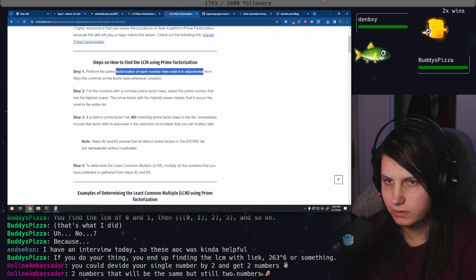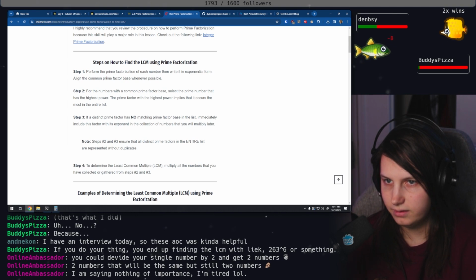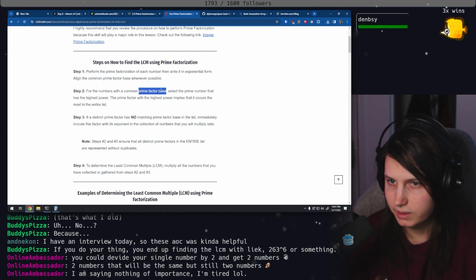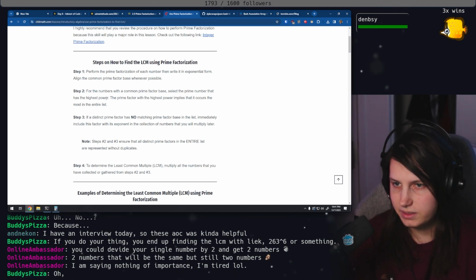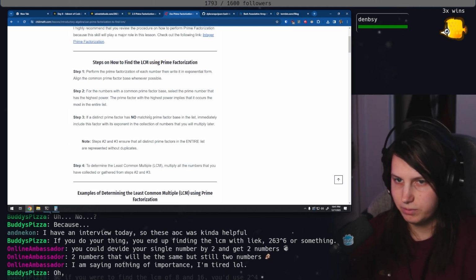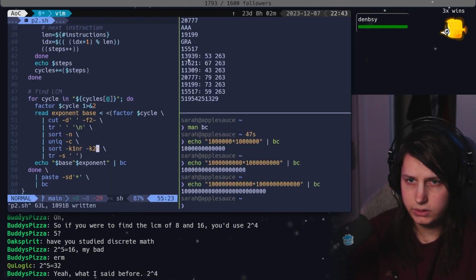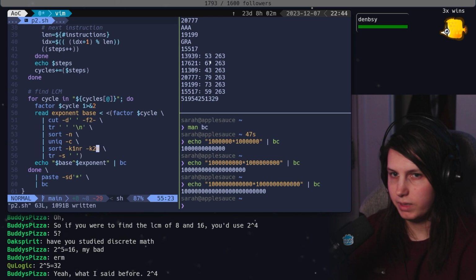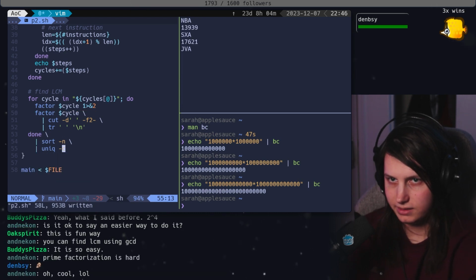Perform the prime factorization of each number, then write it in exponential form. Align the common prime factor base whenever possible. For the numbers with a common prime factor base, select the prime number that has the highest power. If a distinct prime factor has no matching prime factor base in the list, immediately include this factor. I feel like we're supposed to make one big list of all the prime factors and multiply those together. Okay, I'm thinking it's this.